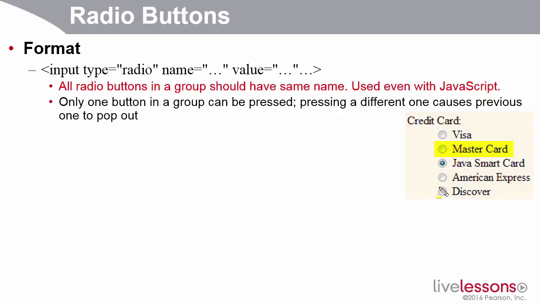And if I then click on Discover, MasterCard will pop out. And so the point is that checkboxes let you check 0 or more among a list of choices, whereas radio buttons let you select exactly one among a list of choices.